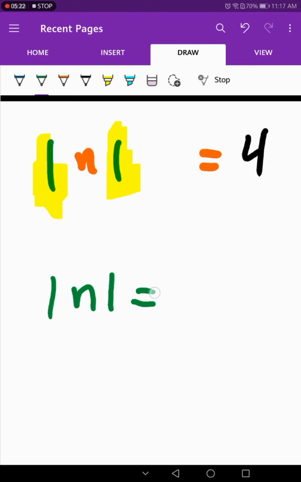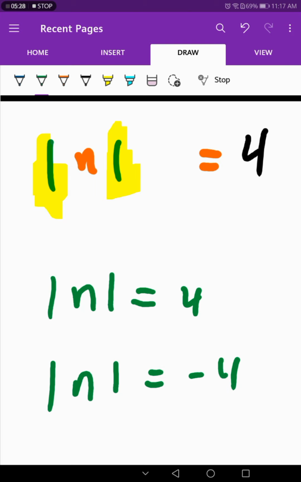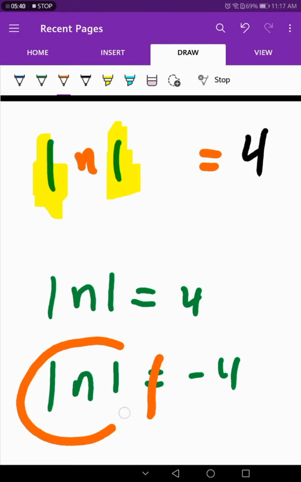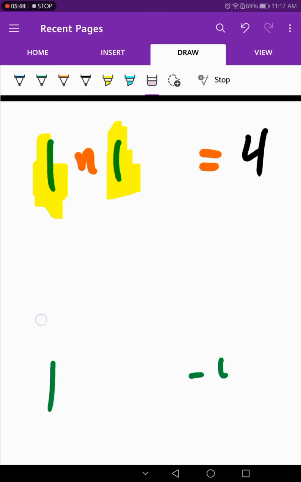n equals 4 and the absolute value of n equals negative 4. Is that correct? No, it is incorrect. Why? Because the absolute value could not be negative. All the time, it gives me a positive. The 4 and the negative 4 came to help break the n out of the prison.